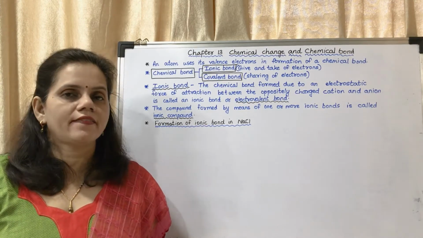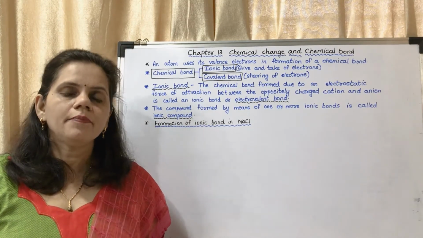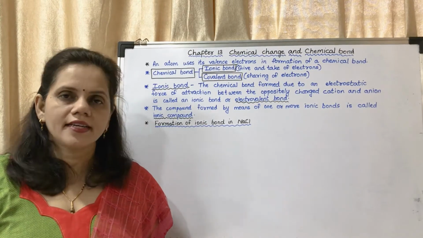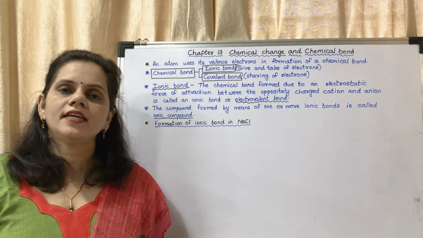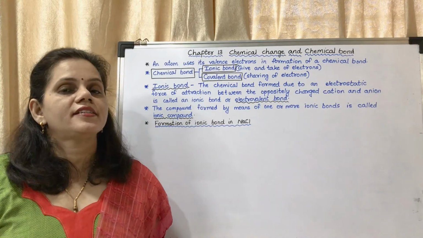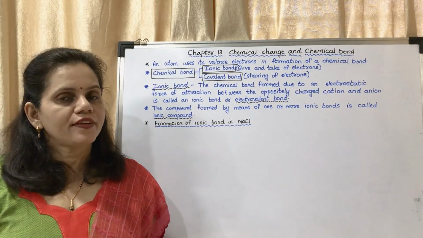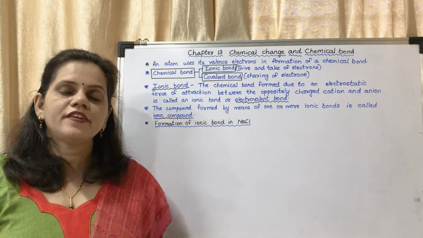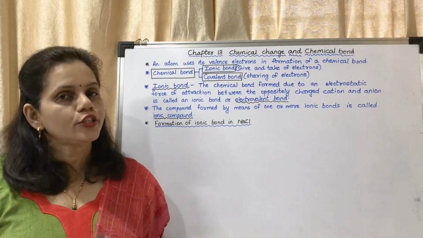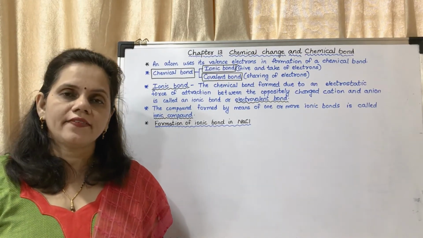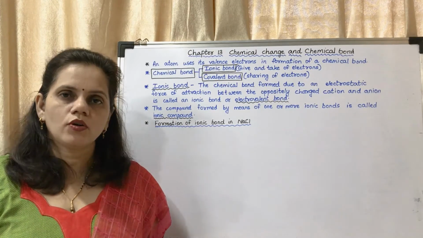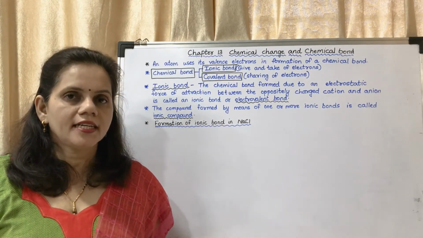That means if it is having 1, it will give 1. If it is having 2, it will give 2. If it is having 3, it will give 3. If it is having 4, it will share 4. If it is having 5, it will take 3. If it is having 6, it will take 2. If it is having 7, it will take 1. So this we had studied earlier.